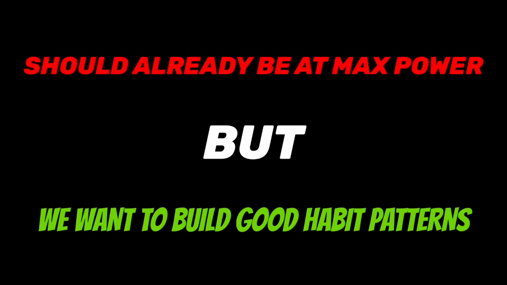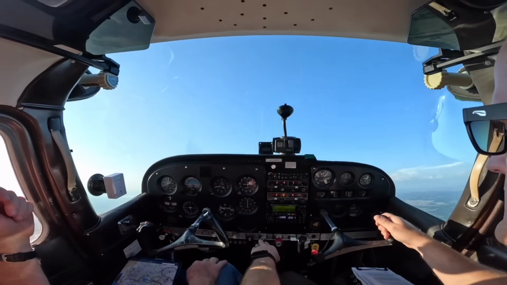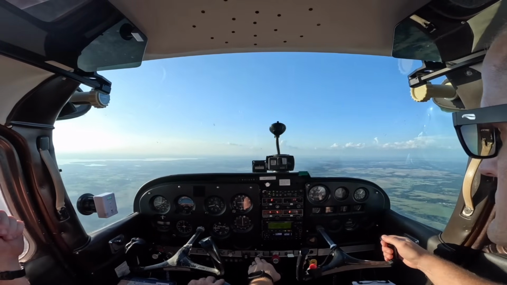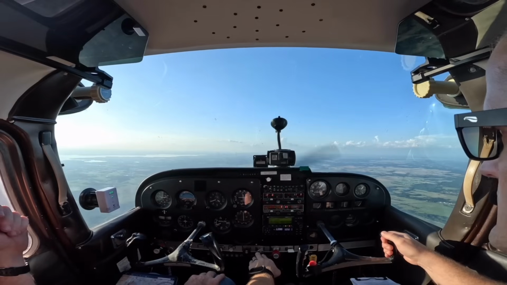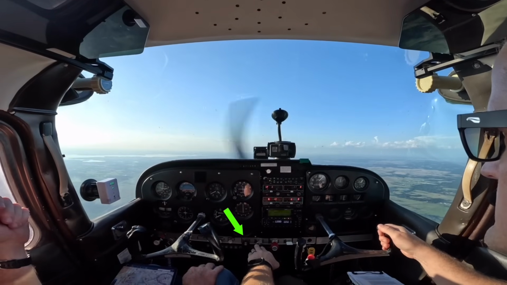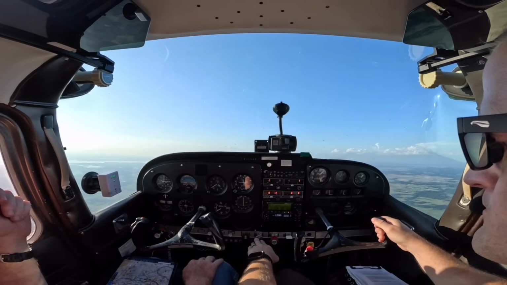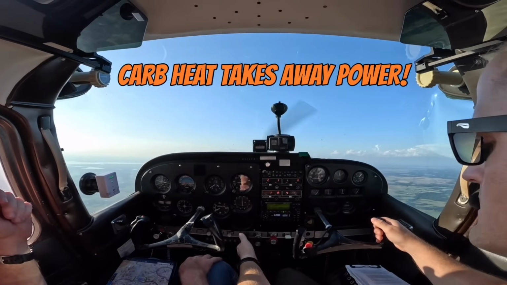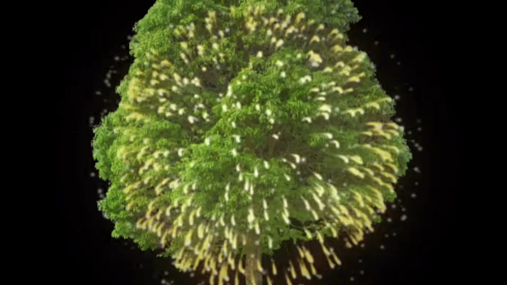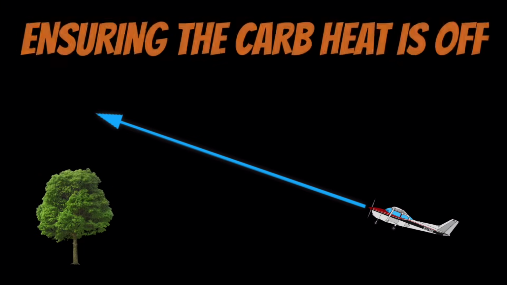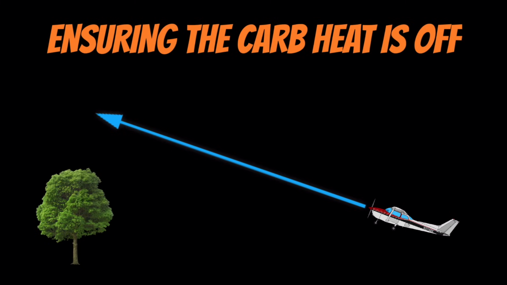You might not always be at max power during a power on stall, so pushing the throttle forward to ensure that it is at max is going to allow you to build your muscle memory for every stall that you perform. In addition to that, I like to glance at the carb heat, ensure that it's off, and call it out. Why? Because if the carb heat was accidentally left on, you do not have max power, not even close. This could mean the difference in running into a tree at the end of the runway or climbing out safely. And by glancing at the carb heat and announcing that it's off every time, this is going to build a habit pattern that could save your life.